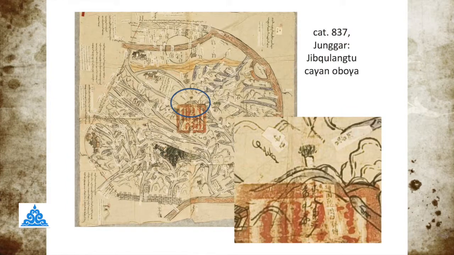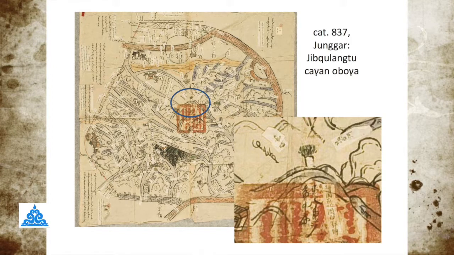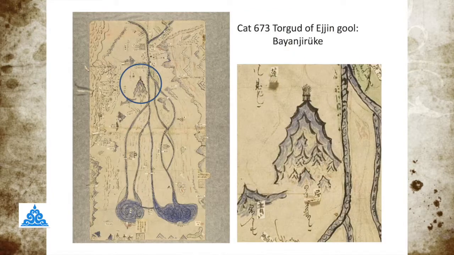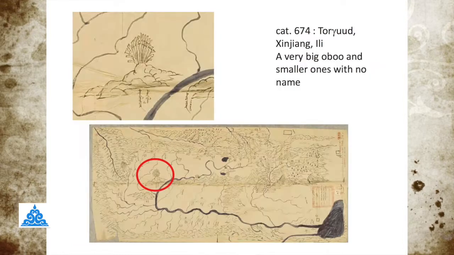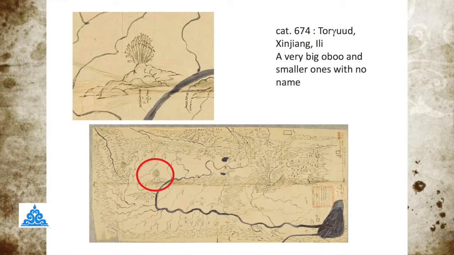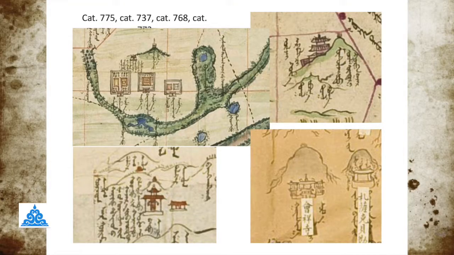Here again, you see the very naturalistic drawing of Ovoos. Here, a high prominent mountain among the Torgut of Etzingol. And here again, so these maps are sometimes very beautiful paintings too. Here are examples of Ovoos located and protecting monasteries. And you see that the monastery is sometimes depicted from a top view or a front view.